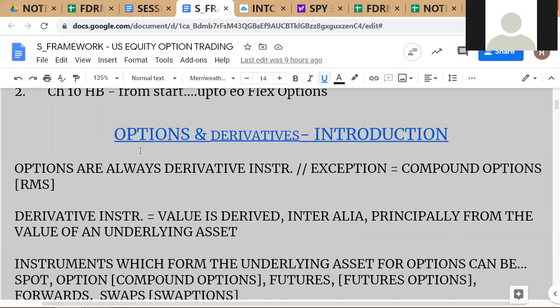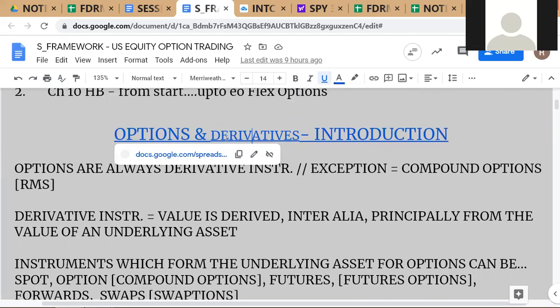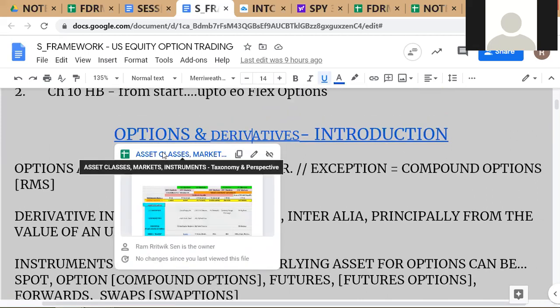Okay, so we start from here, options and derivatives, the introduction to options and derivatives. So let's launch this.